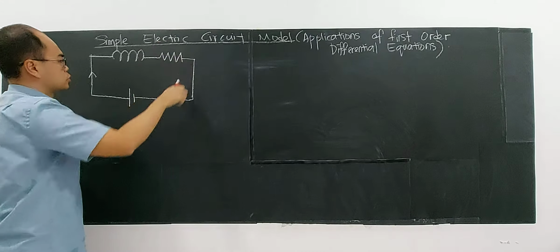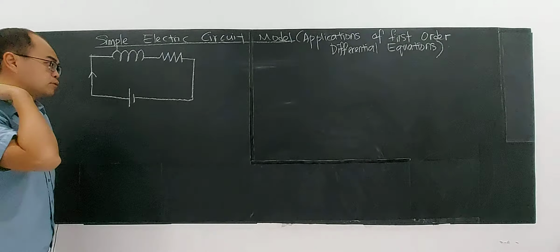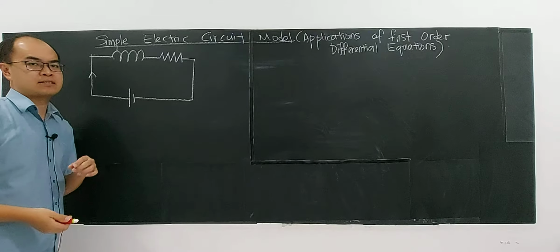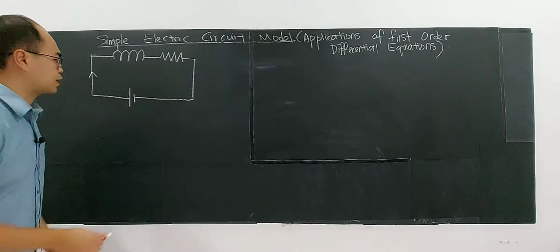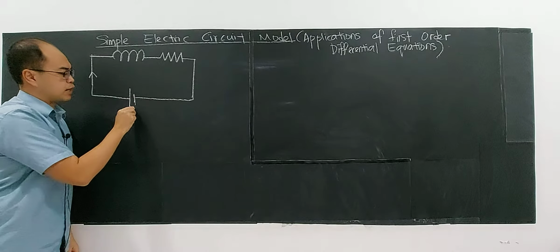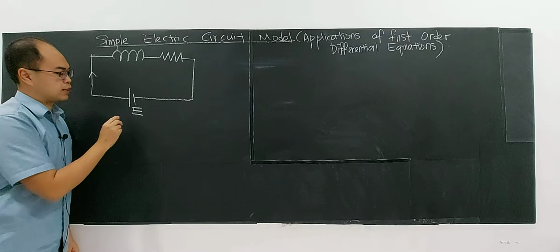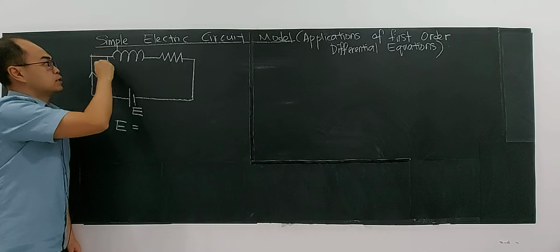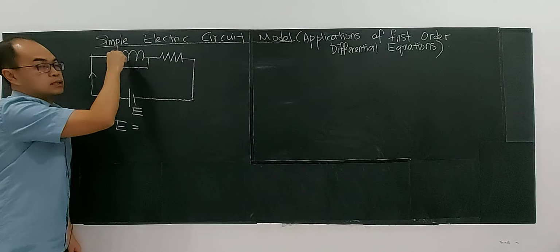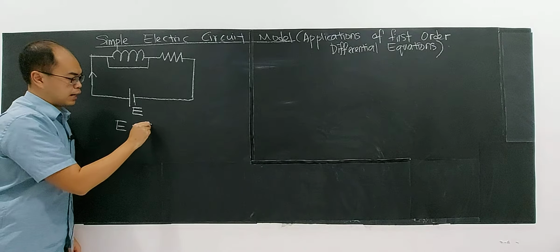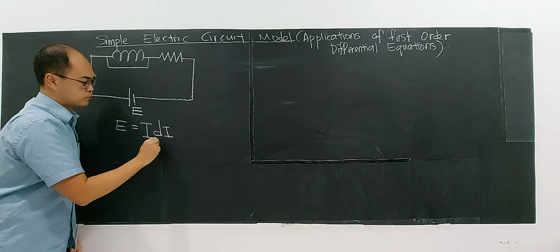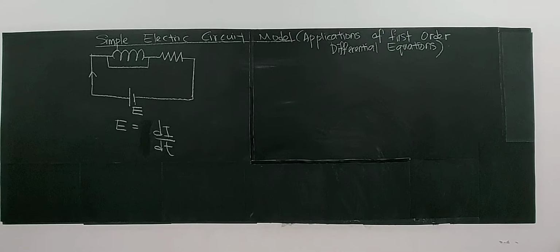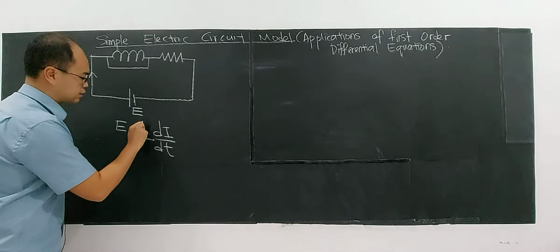We always assume that this is perfect, without any EMF or internal resistance inside. For maths, we talk about perfect models. So for this, we have the electric supply, and the voltage of the electric supply is the same as the voltage across the inductor, which is L di/dt, where L is the inductance.